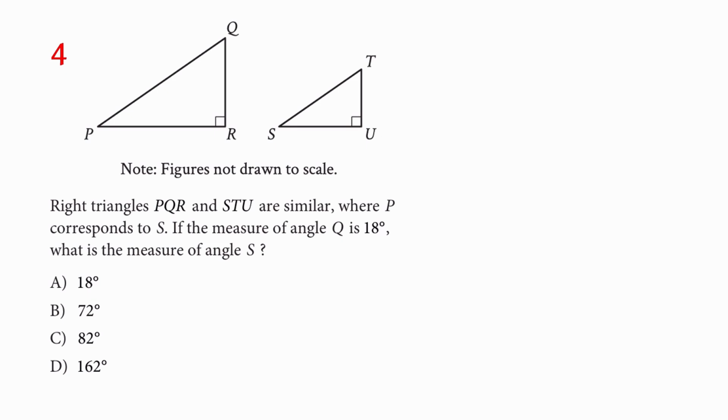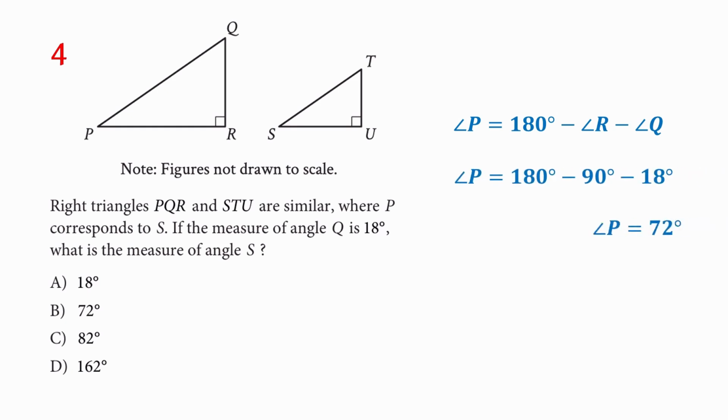Both triangles are right, so each has a 90-degree angle. In triangle PQR we already have one 90 degrees angle and Q equals 18 degrees, so the third angle, P, is 180 - 90 - 18, which is equal to 72. Since P corresponds to S, S is 72 degrees.